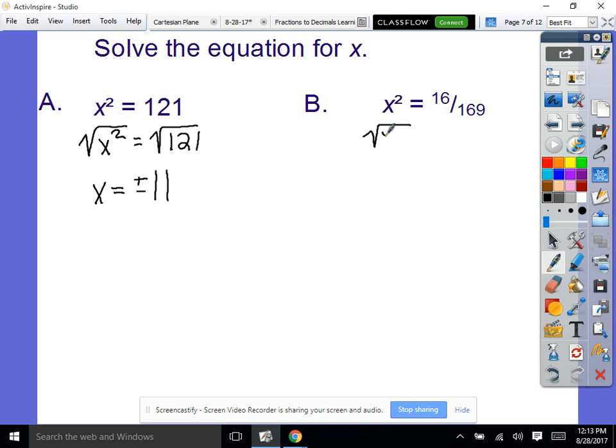Same here, take the square root of both of these. So x would equal positive or negative, and the square root of 16 is 4, and the square root of 169 is 13, and you will fill those into your table tomorrow during class.